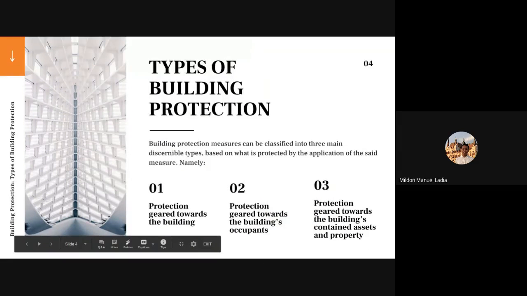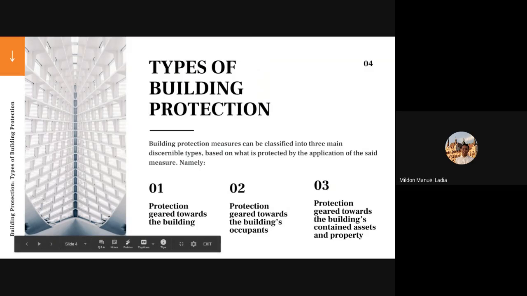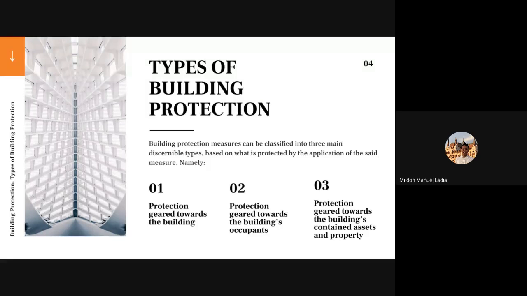Okay, so the three main discernible types of building protection are classified according to what exactly is being protected. So, firstly, we have protection measures that are geared towards the building itself, for example, a building in Japan is built with shock absorbers because they are frequently experiencing earthquakes.